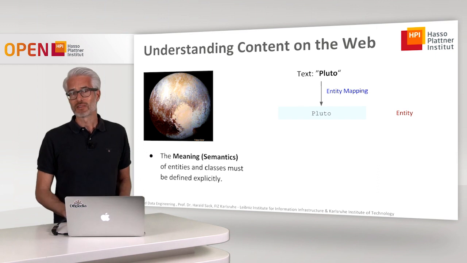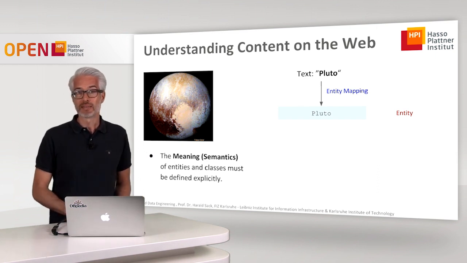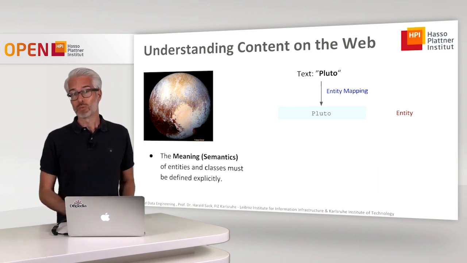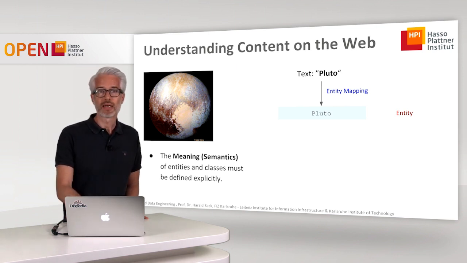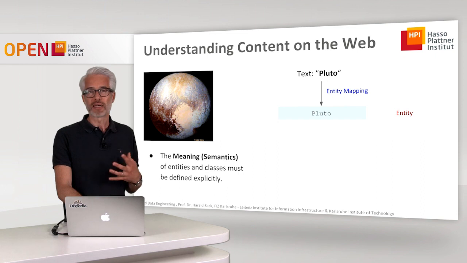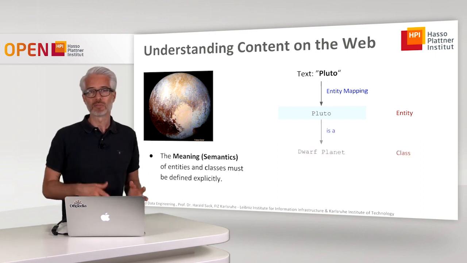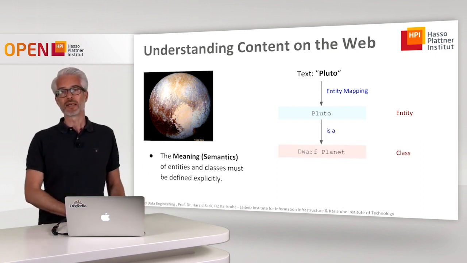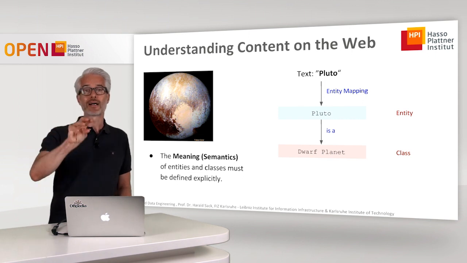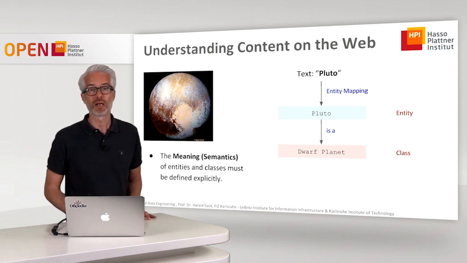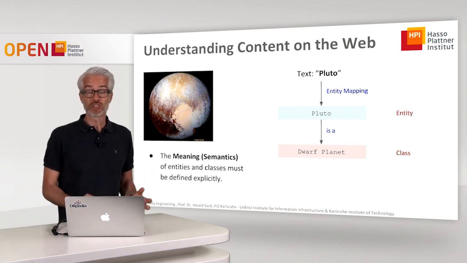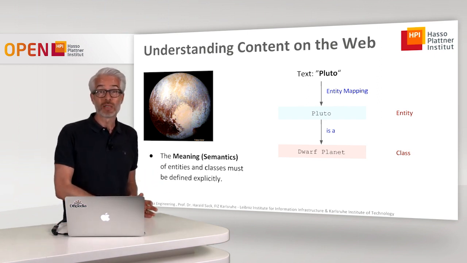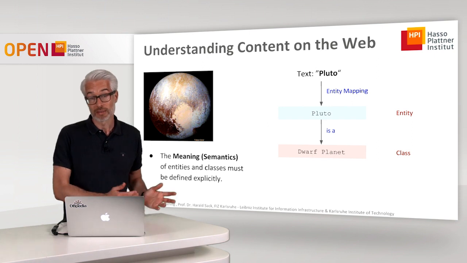But how to make sense of a semantic entity? And here the nice thing is we must somehow explain what is Pluto, what is it? So usually you do this, that you say, okay, we must define the meaning explicitly. And this can be, for example, done that we say, okay, this entity belongs to a class. We call this class dwarf planets. And in this class is a set of entities which all share similar properties. This makes out a class.